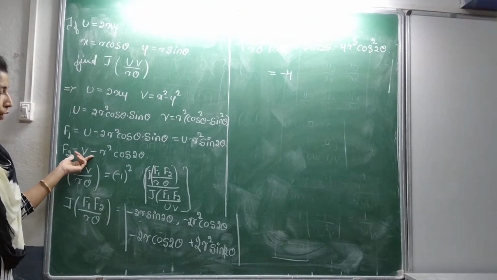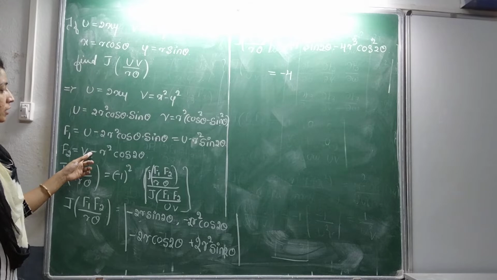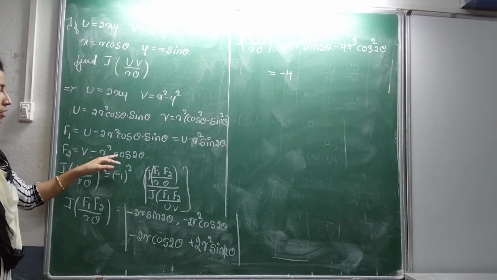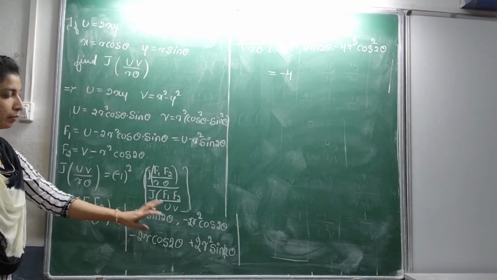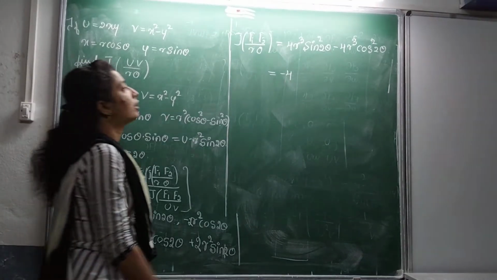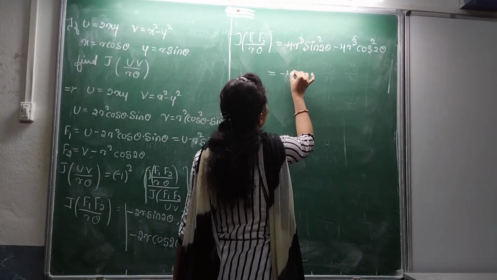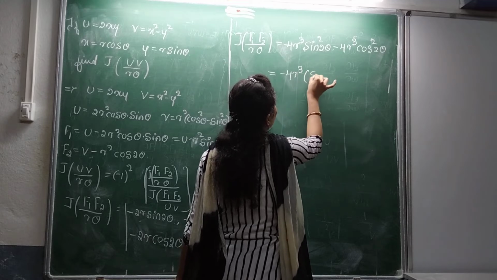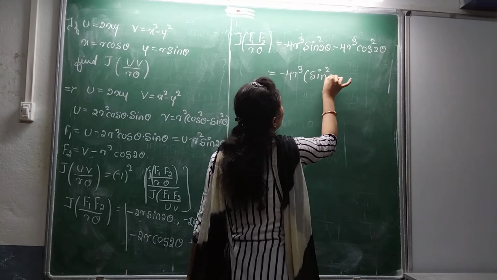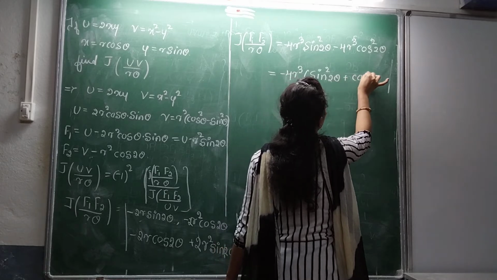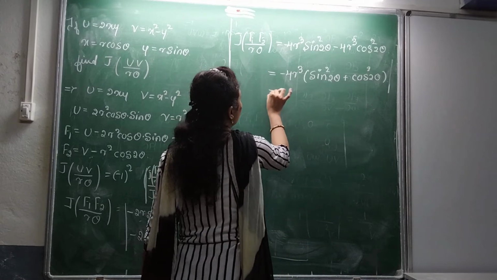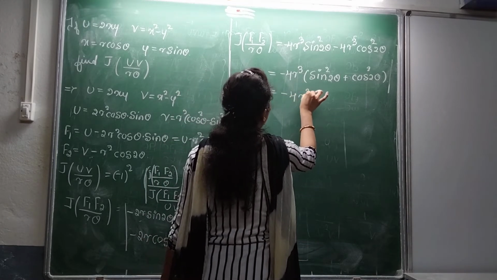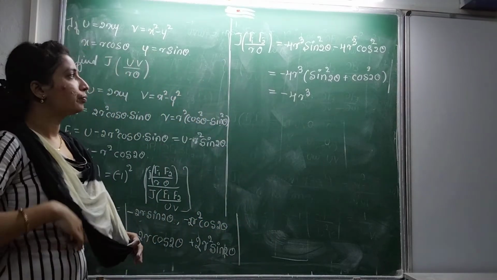Dou f2 by dou v means it is minus r square as it is. Differentiation of cos 2 theta is minus sin 2 theta. Minus into minus becomes plus 2r square sin 2 theta. So here also we get the minus sign. So minus 4r cube is common. Into the bracket we have sin square 2 theta plus cos square 2 theta. So sin square plus cos square is 1. So we have the value as minus 4r cube.